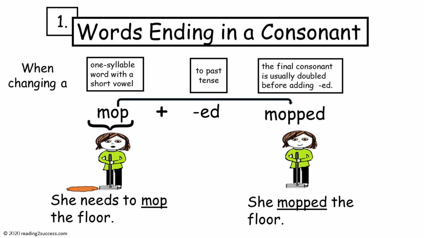This is the practice template to complete with kids. Fill in the blanks with the new words ending in ed. Remind kids to double the last letter. Pot plus ed equals potted. She potted the plant.